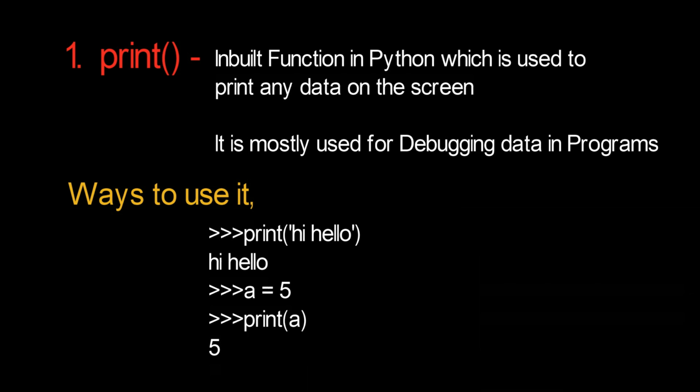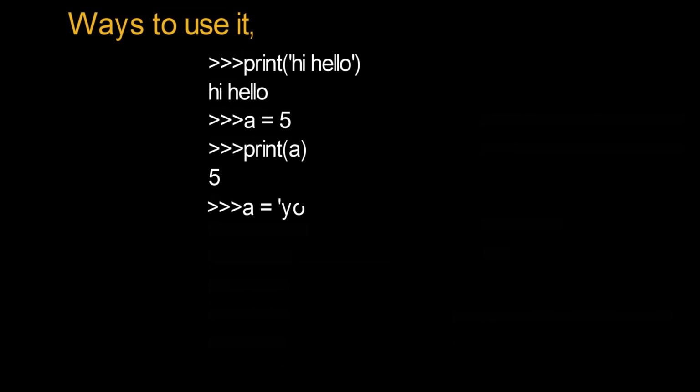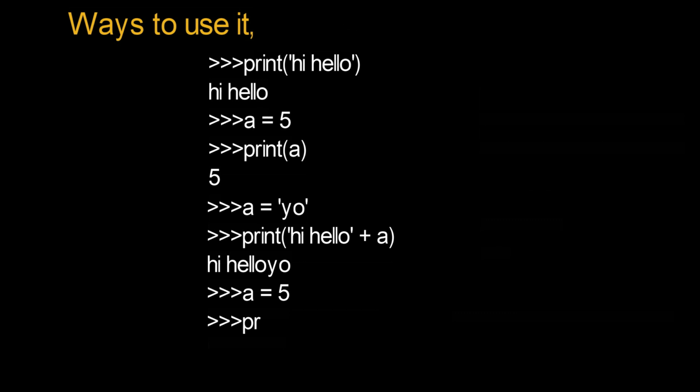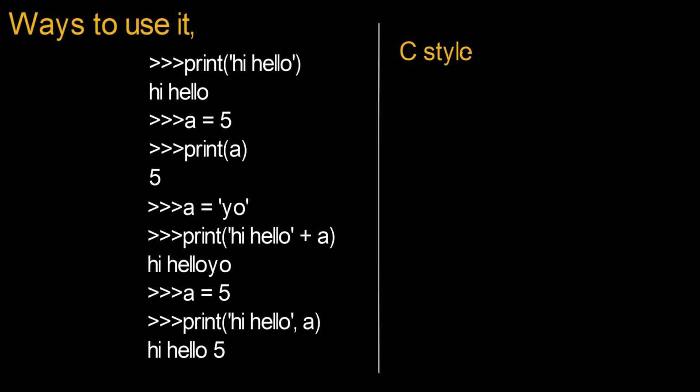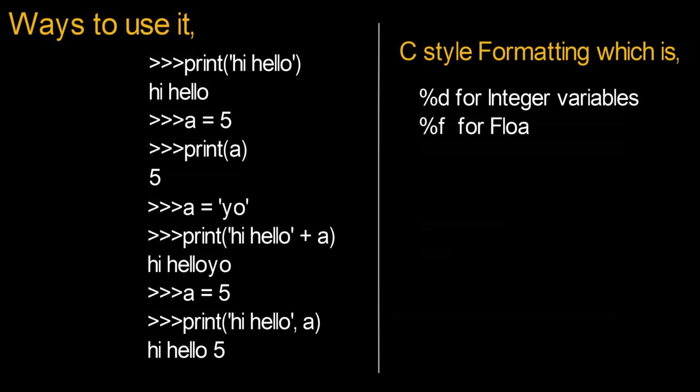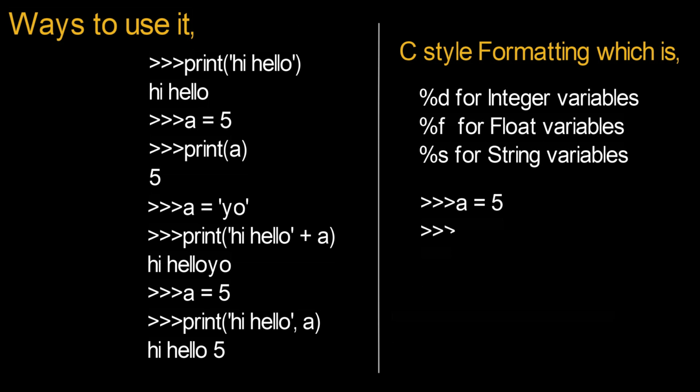For combining variables and data, if the variable is a string, then we can concatenate it, like a = 'yo', print('hi, hello' + a). It will give the result as hi, hello, yo. For other data types, a = 5, print('hi, hello', a). It will give the result as hi, hello, 5. Also, we can use C style formatting like %d for integer variables, %f for float variables, %s for string variables, like print('hi %d' % a). It will give the result as hi 5.